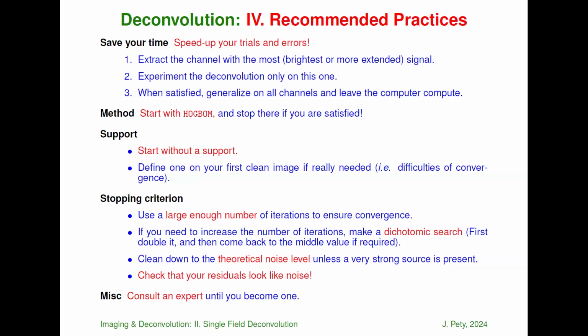Just double the number of clean components. Go from 100 to 200. Did it converge? Yes, we are done. No, let's go to 400. Did it converge? Yes, stop. No, go to 800. And you will converge very fast to the number of clean iterations that are needed. You should clean down to the theoretical noise level unless there is a very strong source present.